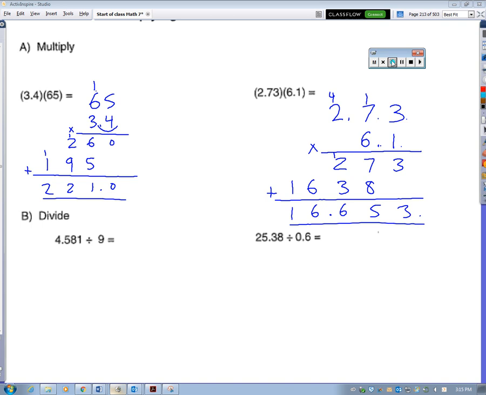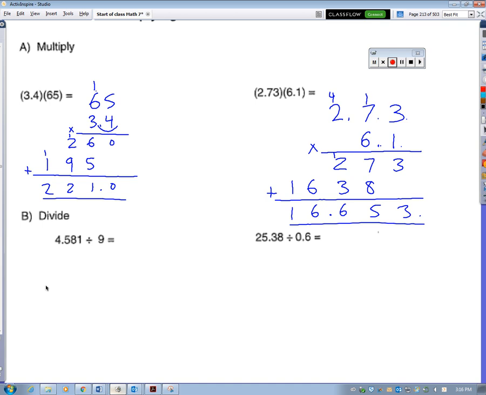Alright, moving on to some division problems. It's just like dividing any other numbers, but there's a couple little tricks with the decimals. Again, try to be really neat about lining up numbers, stacking them right on top of each other and not getting sloppy. So we'll start off with 4.581 divided by 9.